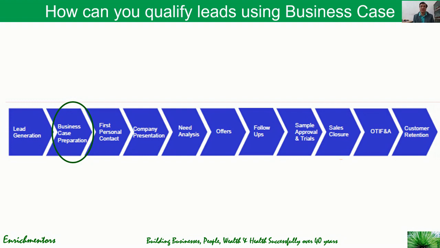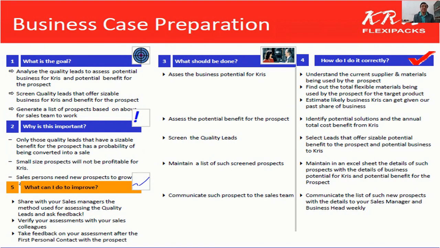So what you do here is what is called qualification of the leads. How do you qualify the leads? This process is called business case preparation. The goal of business case preparation is to qualify leads and to assess potential impact. And I'm bringing an example of a company where we used this process, called Chris Flexi Packaging, to illustrate the whole example. Imagine you were supplying flexi packaging material that is used for packaging snack foods.